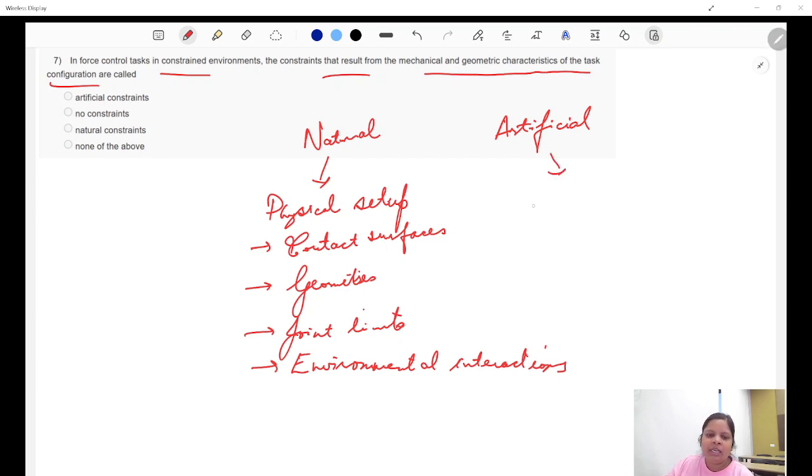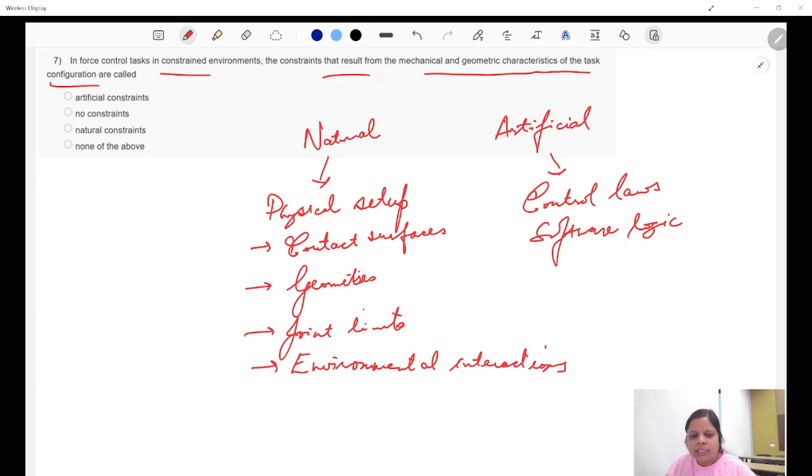Artificial constraints are imposed by control laws or software logic. These are the constraints that you are putting in for doing a particular task. This is not a natural constraint. So the first option, artificial constraint, is imposed externally, not from the task's physical nature. The second option, no constraint, is clearly incorrect because it is a constrained environment. The third option is natural constraint, because it is defined by the mechanical and geometric properties of the task. So this is your correct answer.